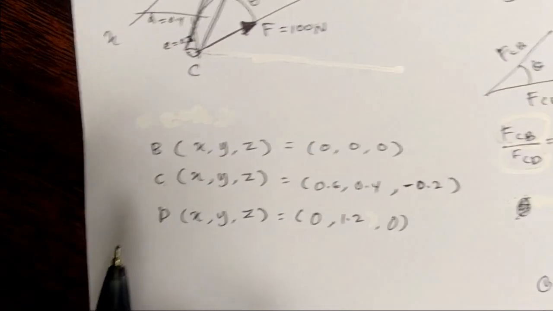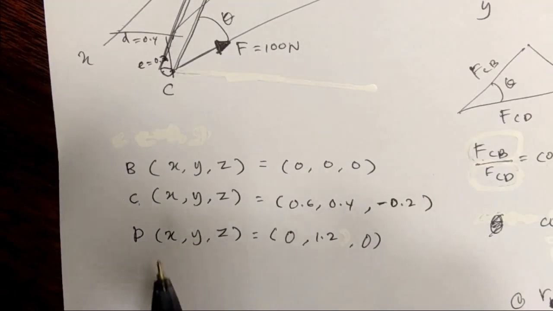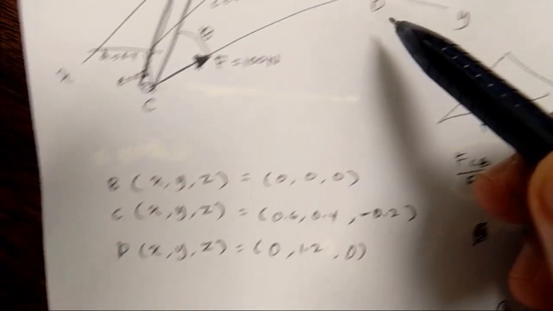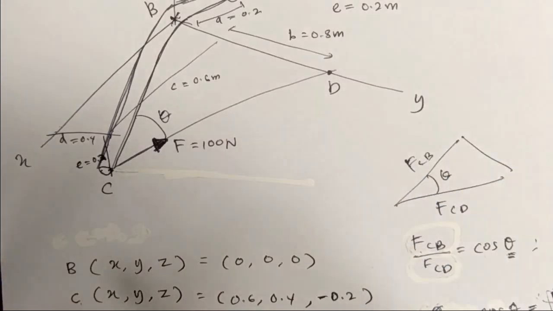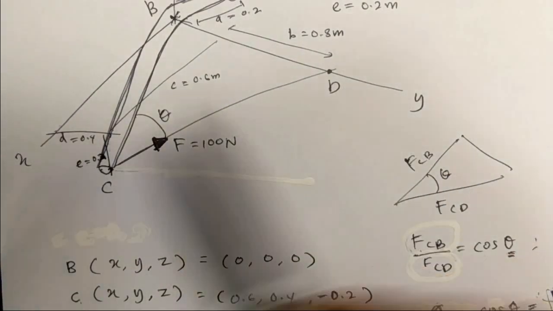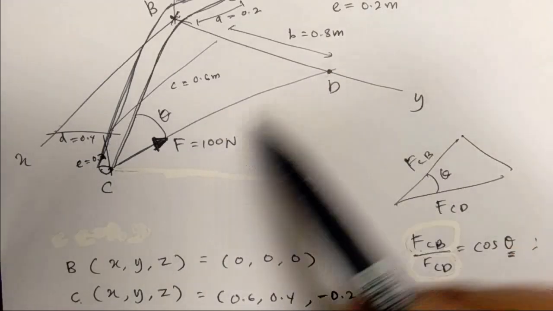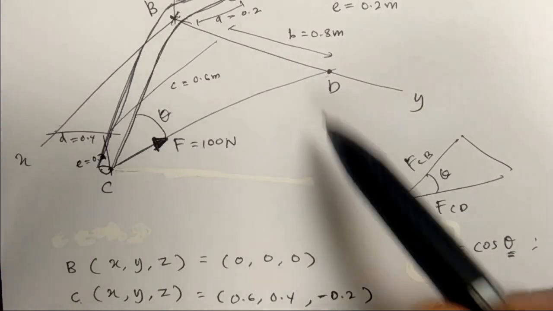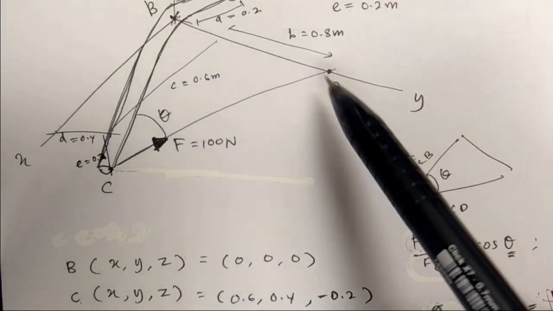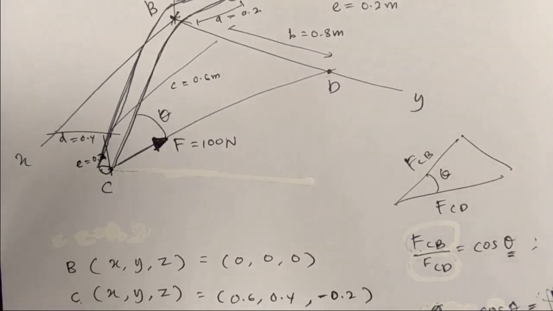And then you also need to define the coordinate for D. The coordinate for D in the x direction is 0, because they do not move in the x direction. For the y coordinate it is 1.2, and for z also 0.